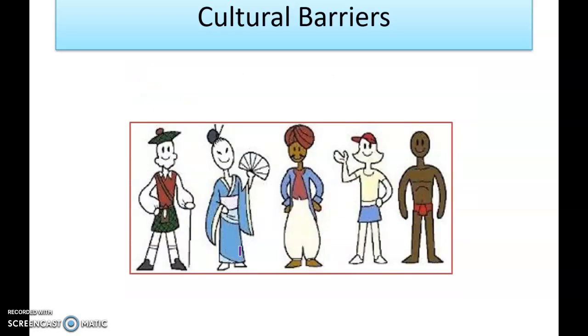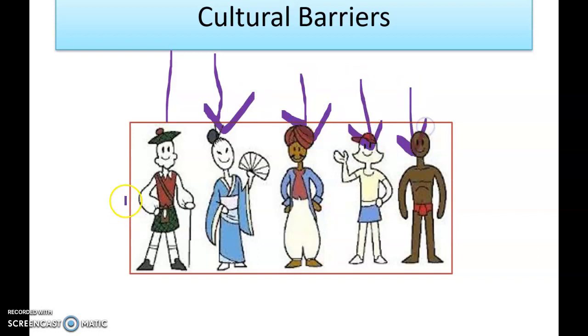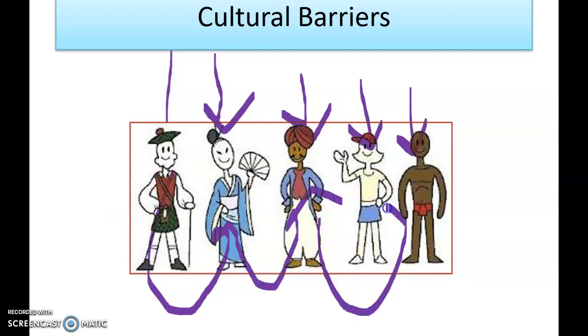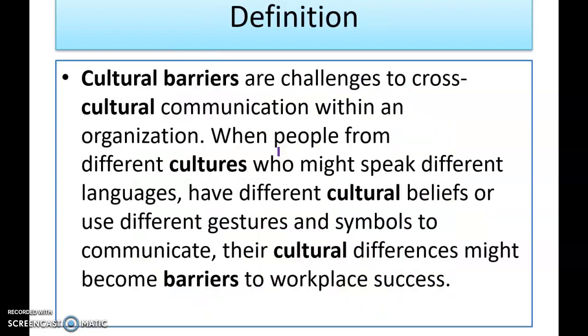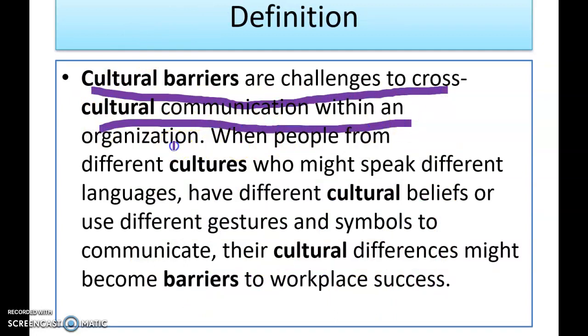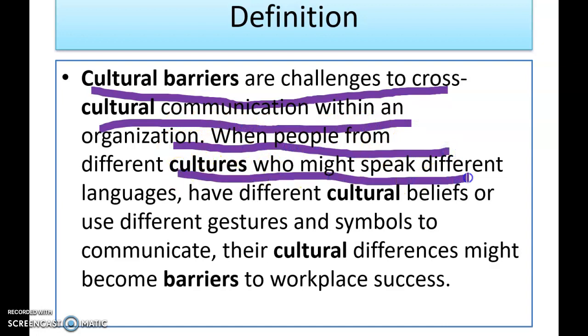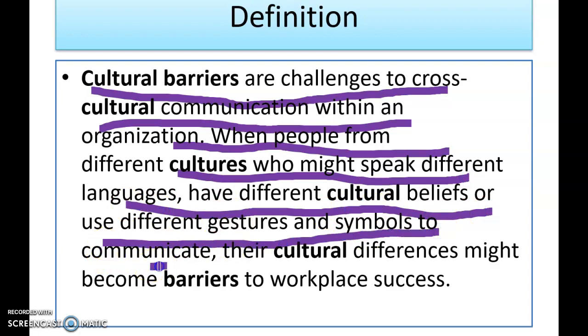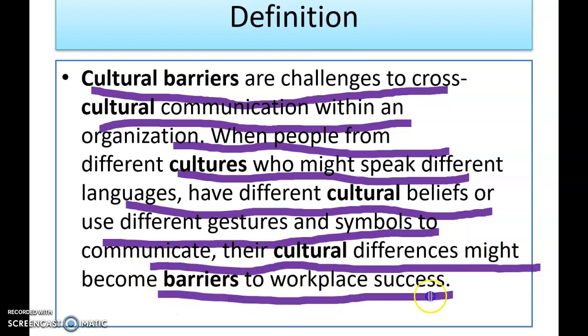Now my favorite one, that is cultural barrier. This person is from a different culture, and that person is from a different culture. So he doesn't know her language, and she doesn't know his language. That is the cultural barrier, because culture is not about language only, it is about different cultural things. Cultural barriers are the challenges to cross-cultural communication within an organization. When people from different cultures speak different languages, have different cultural beliefs, or use different gestures and symbols to communicate, their cultural differences might become a barrier to workplace success.